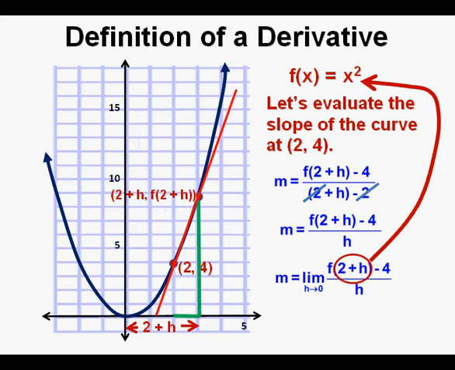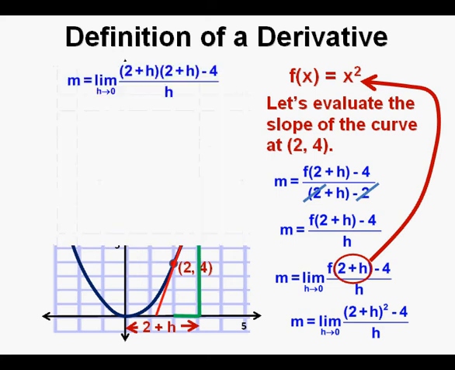Here's our problem again. Our next step is to replace 2 plus h into our function f(x). So what this becomes is m, or the slope, equals the limit as h goes to 0 of (2 + h) squared minus 4 over h. Now we'll work on the top. Expanding the squared term, we have m equals the limit as h goes to 0 of (2 + h) times (2 + h) minus 4 over h. So that quantity 2 plus h is like x, and another quantity 2 plus h would be like x squared.